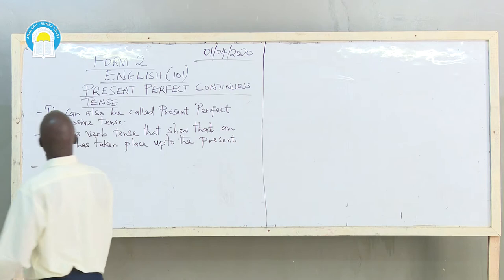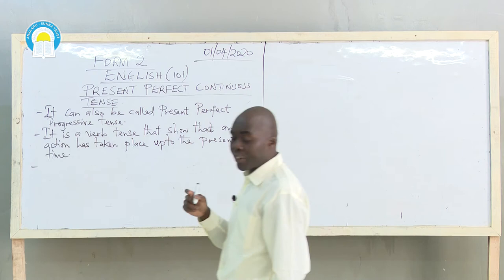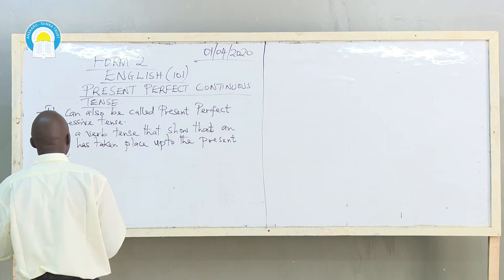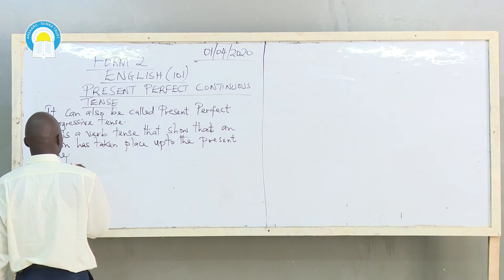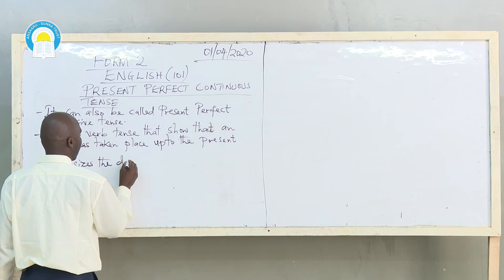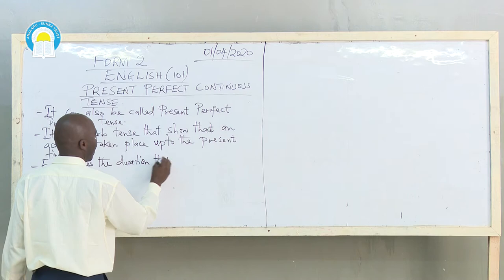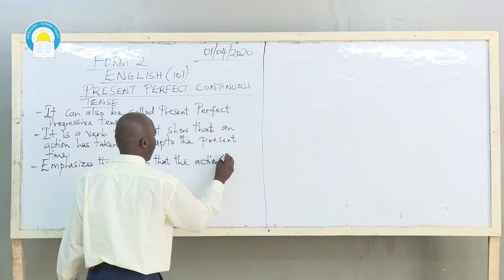Something that you also have to note under the present perfect continuous tense is that it emphasizes the duration that the action has been taking place.